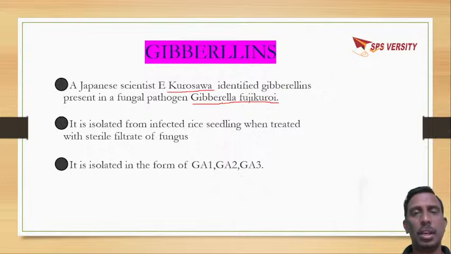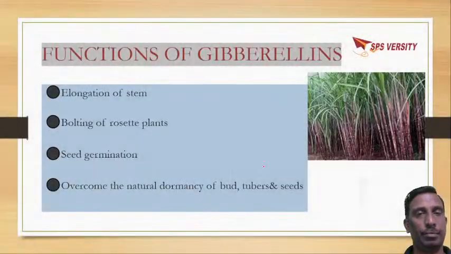Gibberellins have many types, like gibberellin 1, gibberellin 2, gibberellin 3. These are the types of gibberellins. It is present in a fungus called Gibberella fujikuroi.